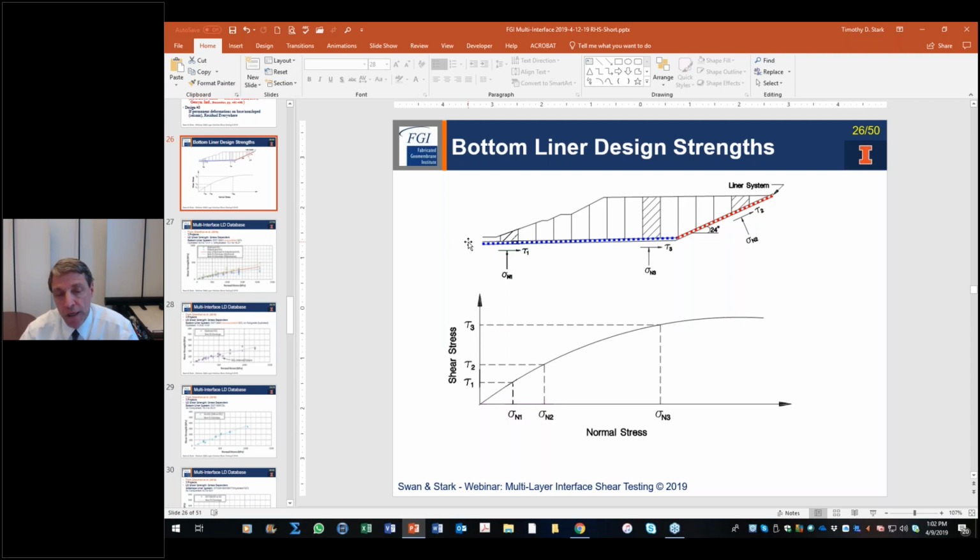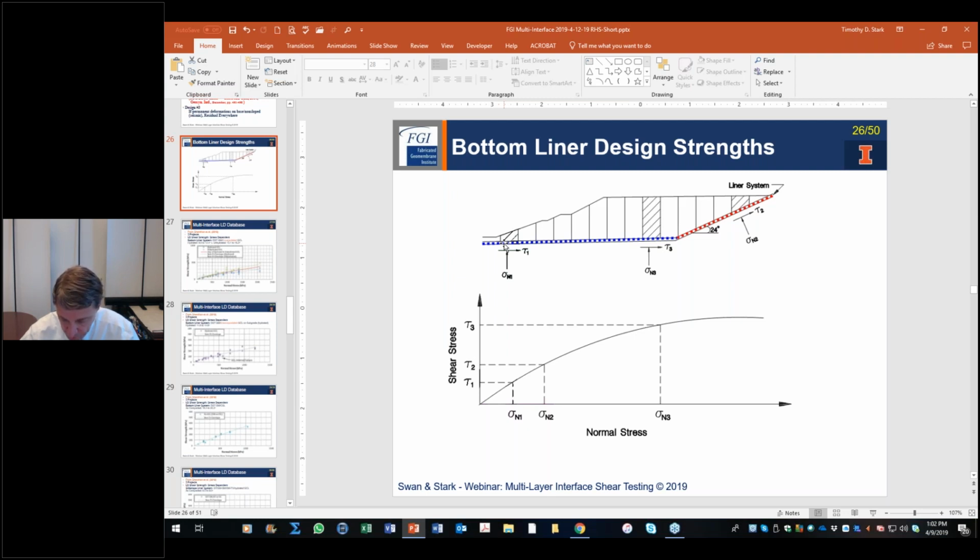In that particular case, I think you could use peak because the interface is not sloped. In other words, it's close to horizontal, so there shouldn't be detrimental shear stresses developing at the toe. Okay. No, that makes a lot of sense.